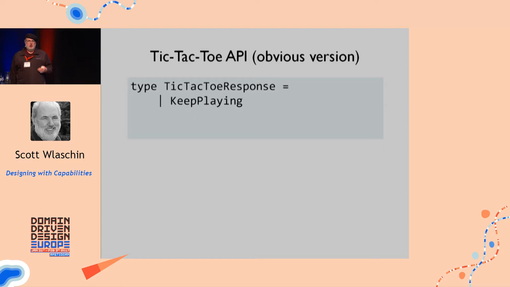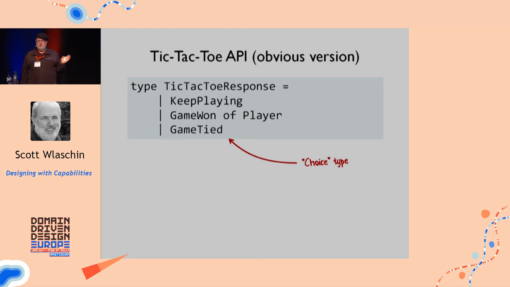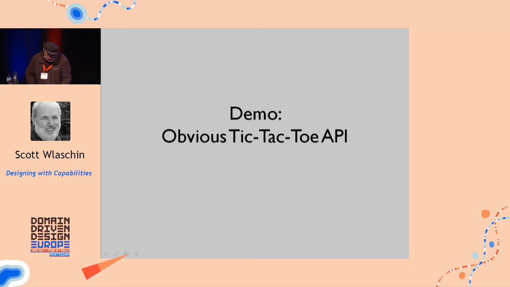It can either say, OK, you can keep playing, or the game is over and somebody won, or the game was tied. And this syntax in F-sharp, by the way, is a choice type. It's like there are 3 different choices. You can think of it like an enum, or like 3 different subclasses, for example. Anyway, so there you've got 3 choices. That's what the server's going to give you back. So let me actually demo that and see if I can show you.